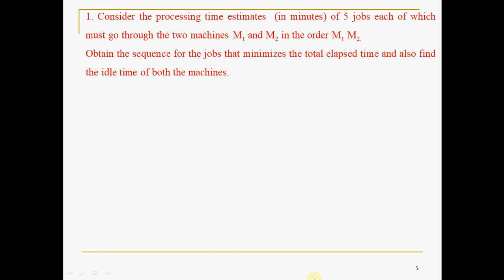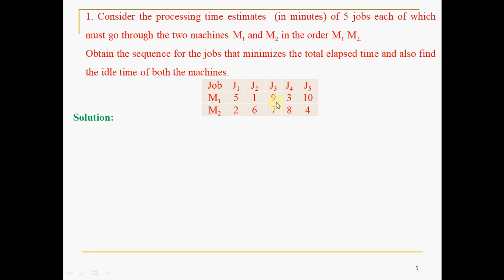Let us take a numerical to understand this concept. Consider the processing time estimates in minutes of 5 jobs, each of which must go through the 2 machines M1 and M2 in the order M1, M2. Obtain the sequence for the jobs that minimizes total elapsed time, and also find the idle time of both the machines. This is the tabulated form of the jobs and machines, with the processing time estimates of 5 minutes, 1 minute, and so on.